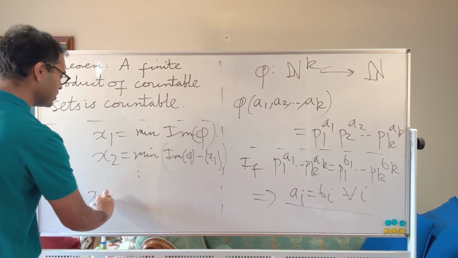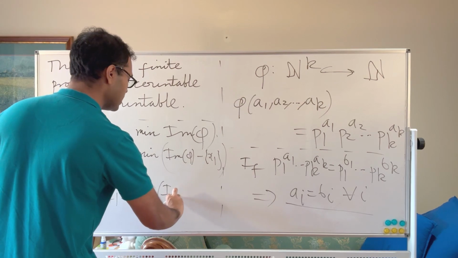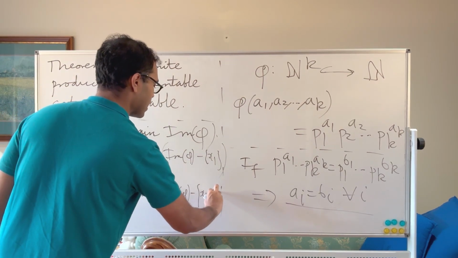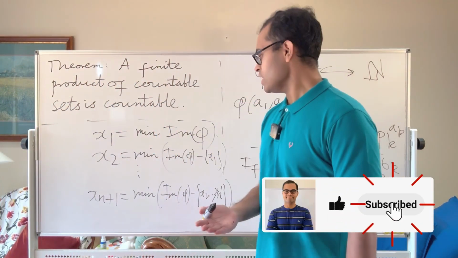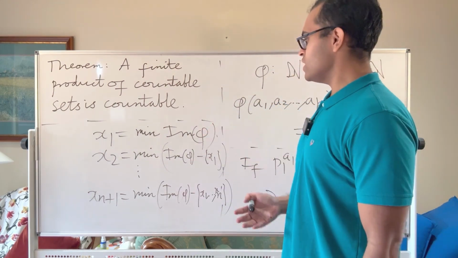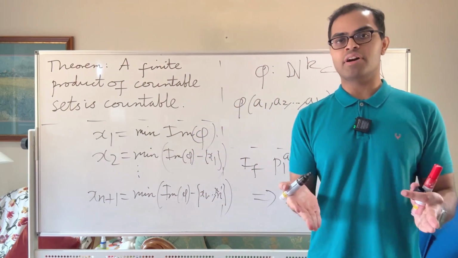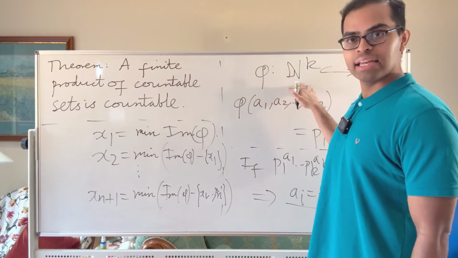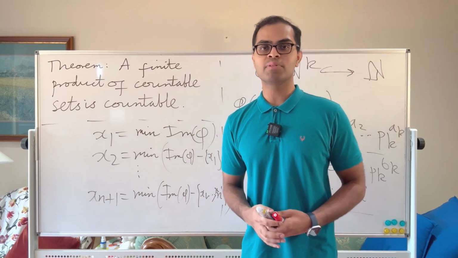In general, you can inductively define x(n+1) to be the minimum element in the image of phi minus the first n elements in the image of phi, x1 through xn. And now the cool thing is that this defines an enumeration of the image of phi, and it's going to exhaust everything in the image of phi. So therefore we've shown that the image of phi is countable, and of course N^k to the image of phi is a bijective function. So if we can enumerate the image of phi, we can enumerate N^k. That shows N^k is countable, which then concludes the proof that a finite product of countable sets is countable.